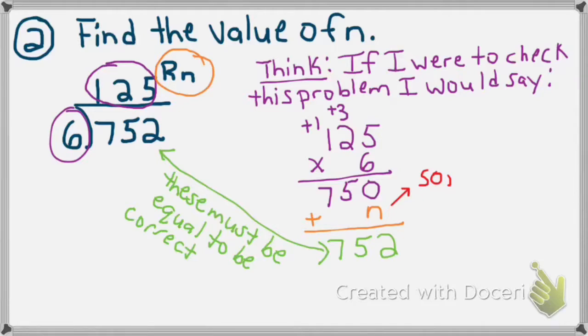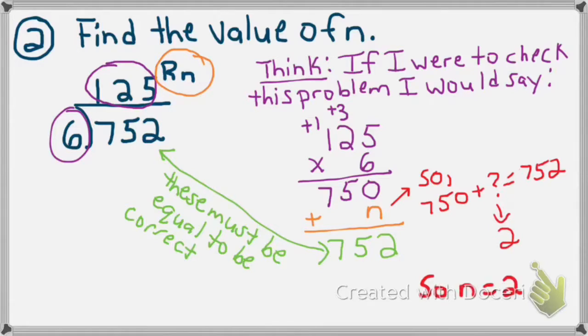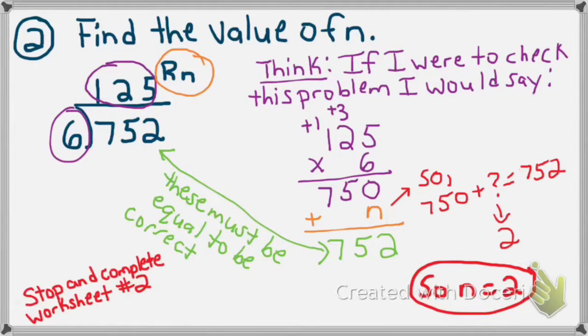And n is like my blank or my question mark. So 750 plus what equals 752? Well, I can simply count on. I say 750 while I put my chin to my shoulder, 750, and then I count with my fingers until I get to 752. So chin to shoulder, 750, 751, 752. I have 2 fingers up, so that question mark, or that n, is a 2. Therefore, n equals 2. Please stop the video and complete worksheet number 2 right now.